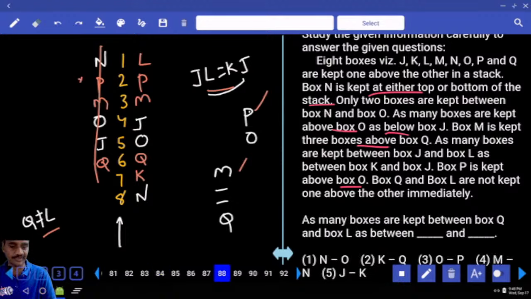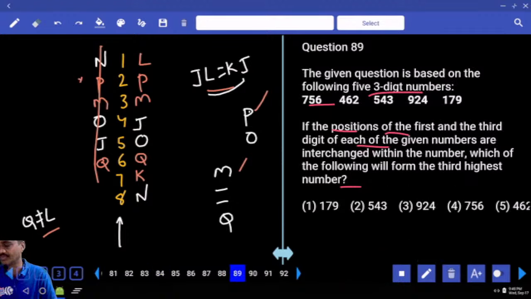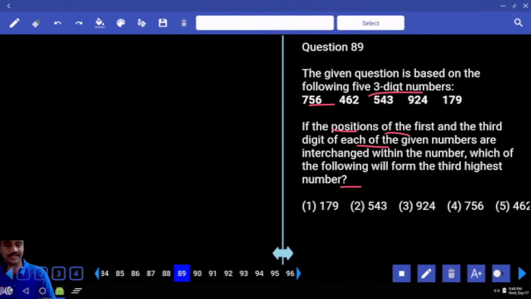Now this is from 84 to 88. Then 89 onwards. 89 onwards, first or the second? Definitely first priority. The entire paper is of first priority, and there is no question that has to be left to the second priority. And 89. Must start with 89?